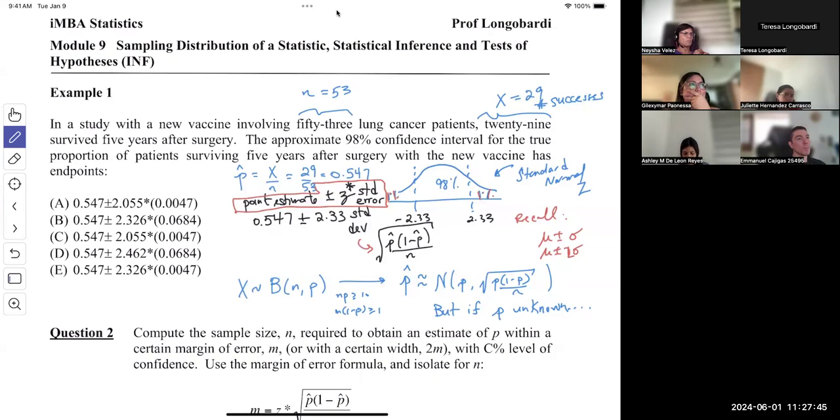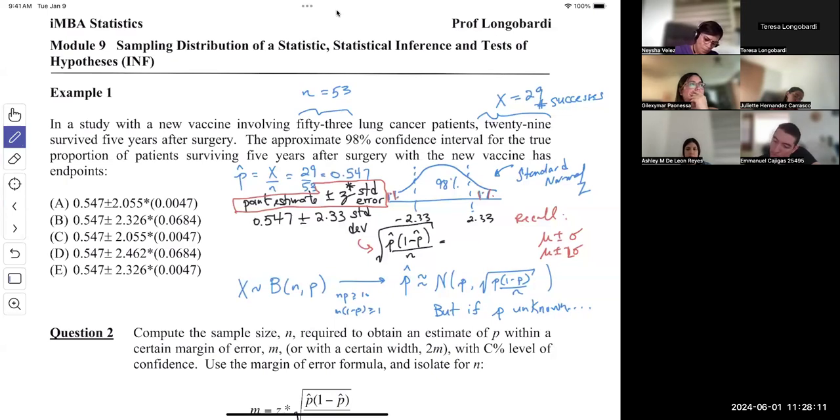Now, because I'm not using P, I'm using an estimate, we call this not the standard deviation, but the standard error. It's a special word to refer to calculating the standard deviation with an estimate inside of it. So it's an estimate inside of our estimate. So we call it standard error instead. Same idea though, same pattern.